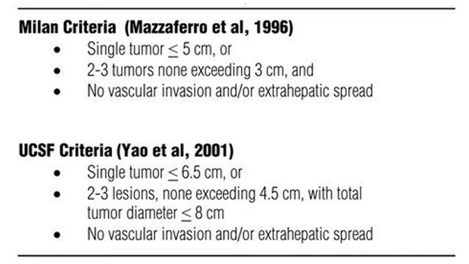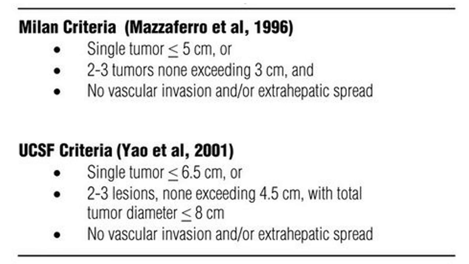Here are the Milan criteria for hepatocellular carcinoma treatment. If there is a single tumor less than 5 cm, or 2 or 3 tumors not exceeding 3 cm, and no vascular invasion or extrahepatic spread, then treatment is possible by any means: TACE, transarterial chemoembolization, RFA, radiofrequency ablation, or liver transplantation.